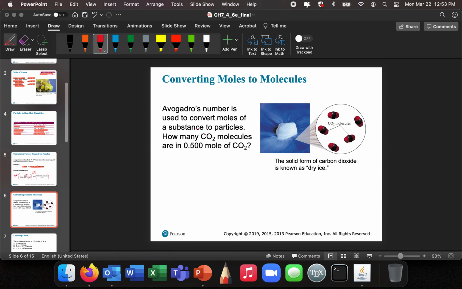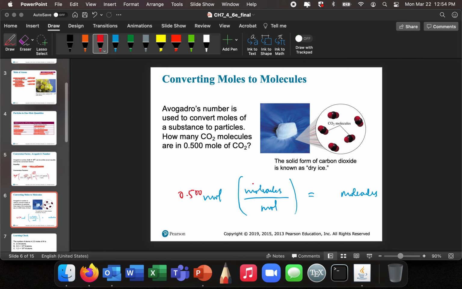Avogadro's number is used to convert moles of substance to particles. How many carbon dioxide molecules are in a half a mole of carbon dioxide? So what I'm going to do is I'm going to say, well, the question is how many molecules, right? Molecules. And so I'm going to have a conversion factor over here that has molecules on top. And I was given moles. So I can go, oh yeah, I know how many molecules are in a mole, right?